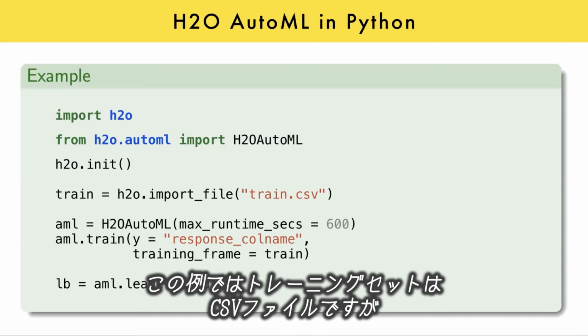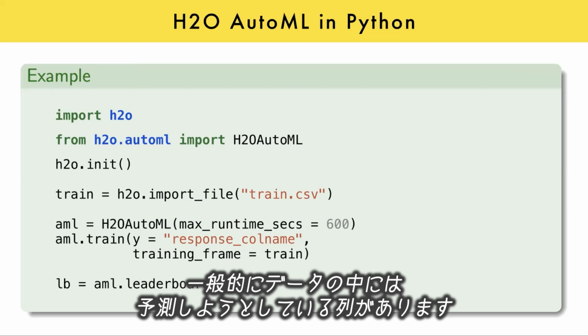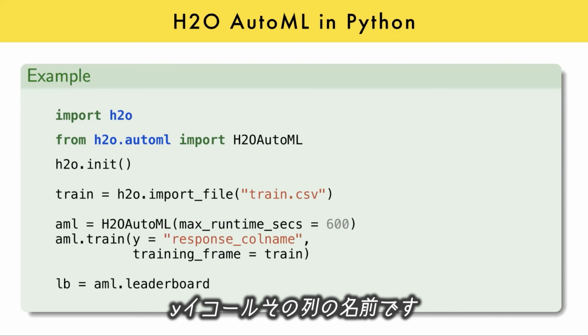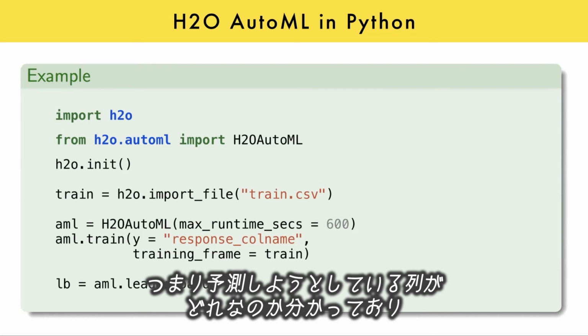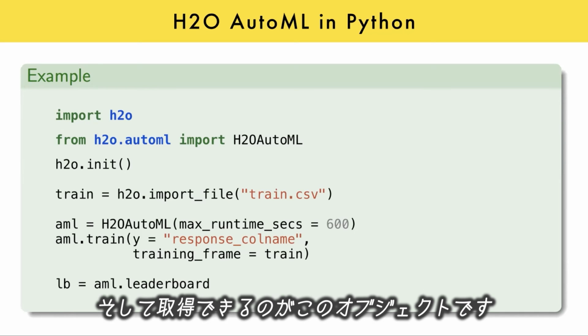We tell it the training set, which in this example is a CSV file, but it could also be a table in a database or any kind of tabular format of data. And then we generally have a column in the data that is the column that we're trying to predict. And we say y equals the name of that column, so it knows which one it's trying to predict. And then it will do its thing. And then what you get back is this object.